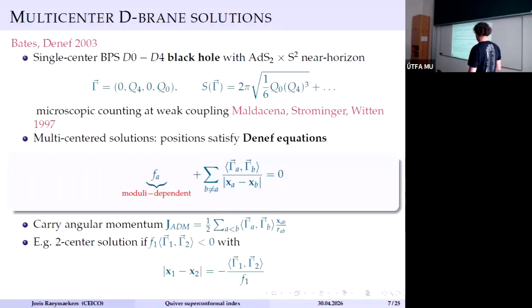As I already said, these multi-centered solutions carry some angular momentum. For example, for 2 centers, there's one such equation which you can solve if this combination is negative here, and then the distance between the 2 branes is fixed in terms of these quantities. Any questions about this so far?